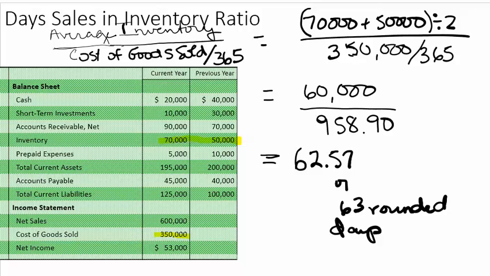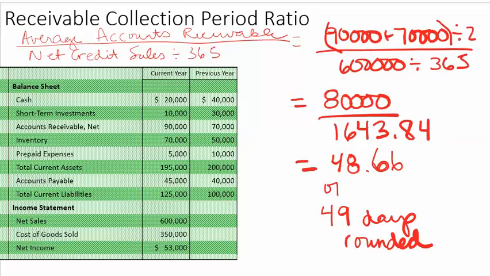Next one we need to look at is our receivable collection period. So that is average accounts receivable divided by net credit sales divided by 365. So again, let's find our accounts receivable. We need an average there, beginning plus ending. So that's 90,000 plus 70,000 divided by 2 up here. Then we take our net sales of 600,000, divide that by 365, which gives us 1643.84. Take the 80,000 average accounts receivable divided by the 1643.84, we get 48.66, 49 days rounded. Okay, so that's 49 days.